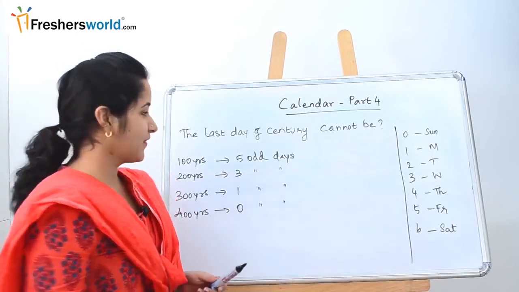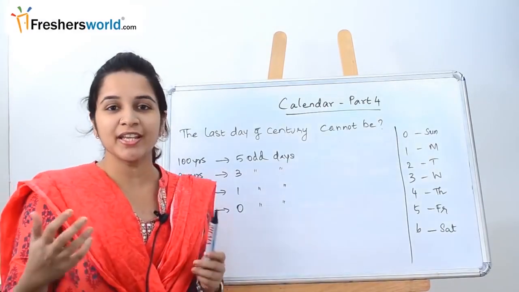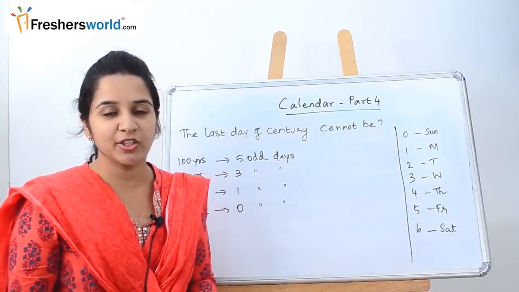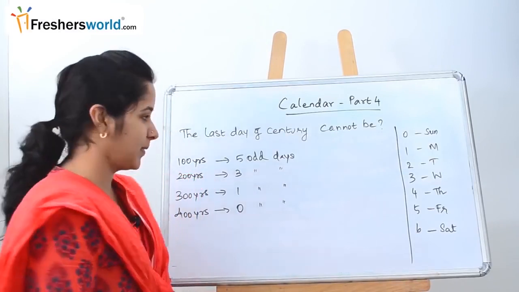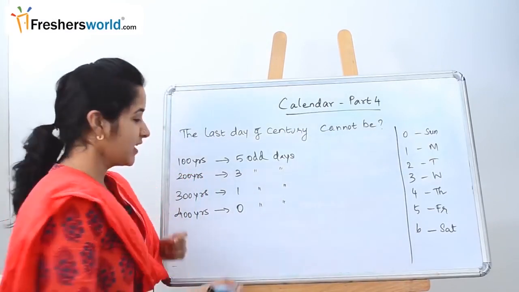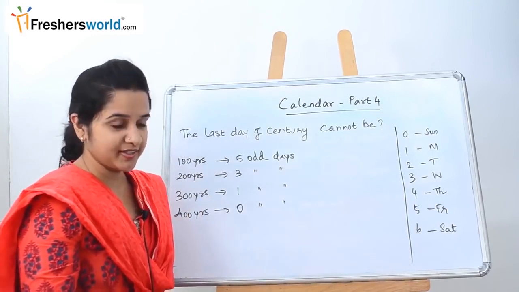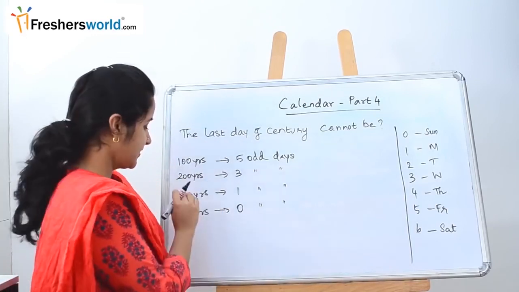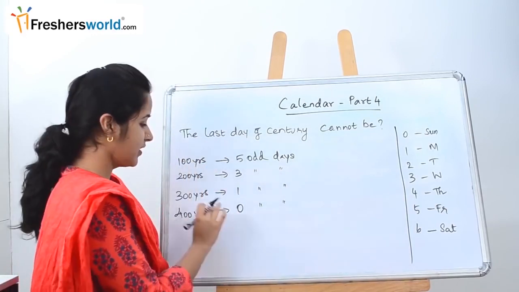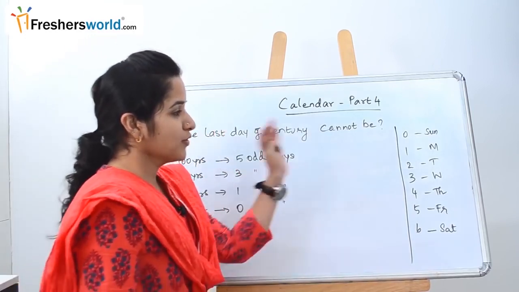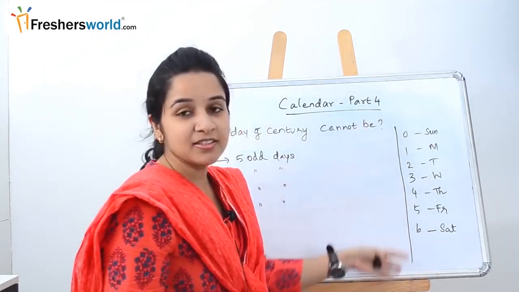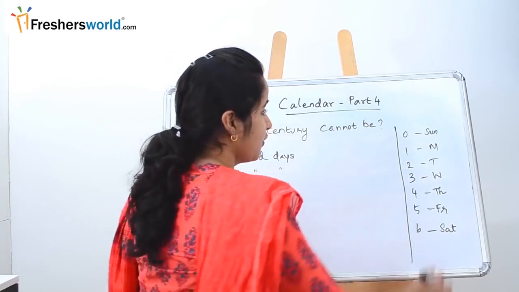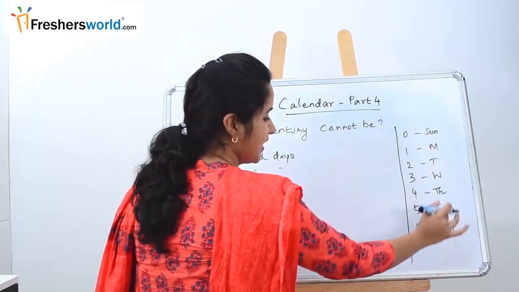The question that they have given is, the last day of the century cannot be. There will be 4 options given to you. How to solve this kind of problem? We know that 100 years have 5 odd days, 200 years have 3 odd days, 300 years have 1 odd day, and 400 years is 0 odd days. In part 1 of the calendar, we discussed the coding of these days. So 0 to 6 is Sunday to Saturday.